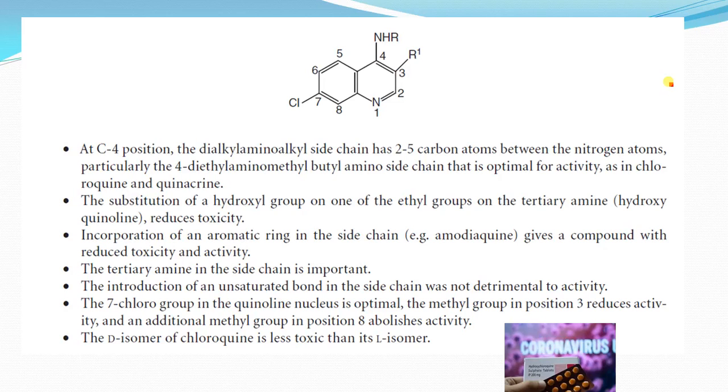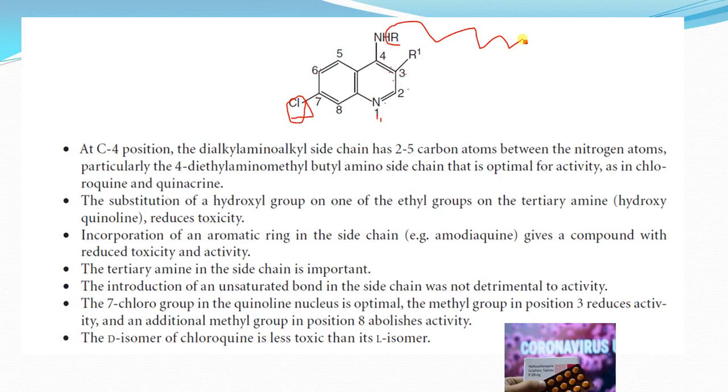This is regarding the structure-activity relationship of the 4-aminoquinolines. That is positions 1, 2, 3, 4, 5, 6, 7. The 7-chloro is essential for biological activity. Then the side chain at the 4th position: when we chain 2 to 5 carbon atoms, it shows better biological activity.